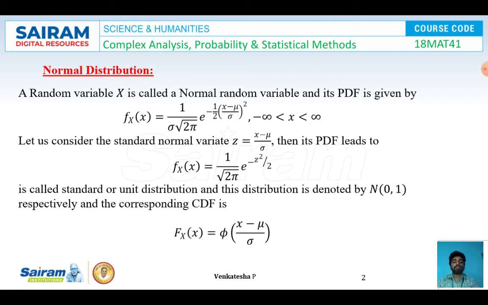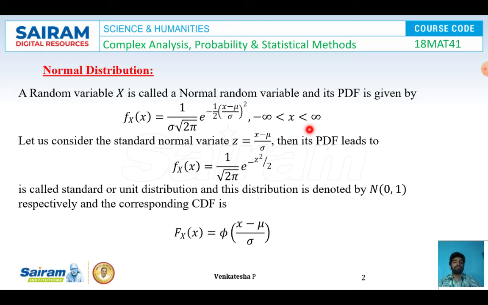What is normal distribution? A random variable X is called a normal random variable if its probability density function is given by f_X(x) = 1/(σ√(2π)) e^(-1/2 ((x-μ)/σ)²), with the range of x being minus infinity < x < infinity.